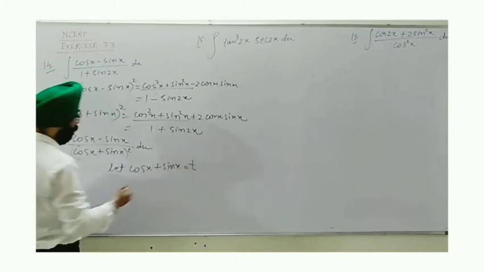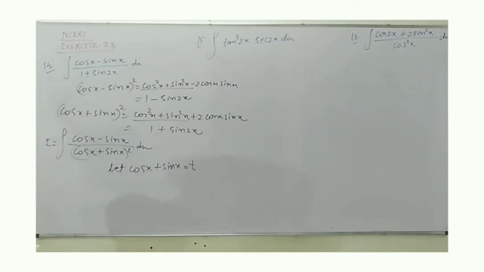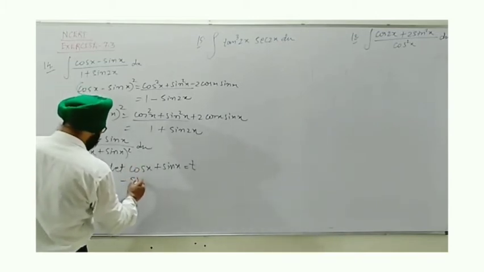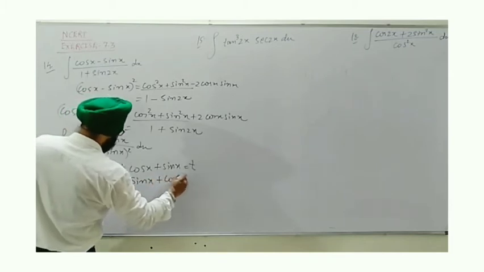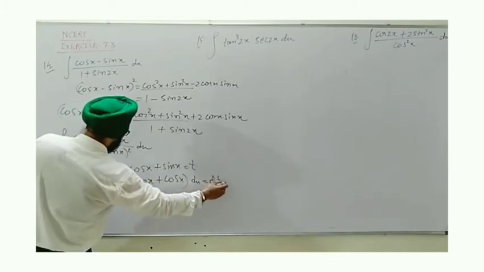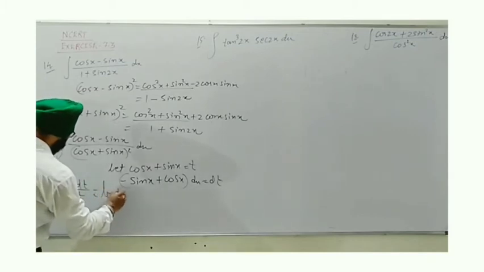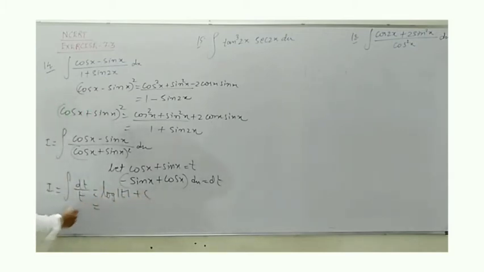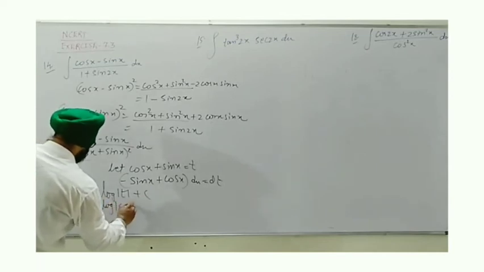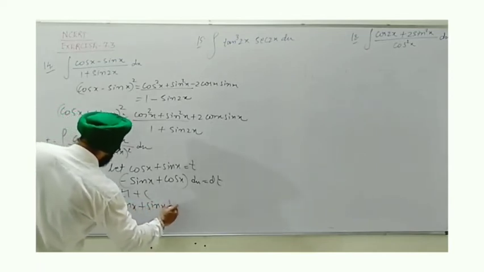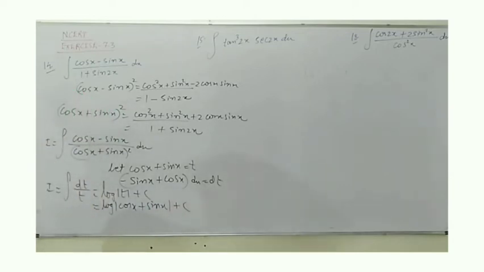Is equal to t. If you have done the previous modules completely, then you might have come to know this is a differentiation. If you differentiate, you will get the numerator. How? Differentiating, we get minus sin x plus cos x, dx by dt. You can see this is the numerator here. So it will become dt upon t, and finally log mod t plus c, and the value of t is log cos x plus sin x plus c. This way we can do. As I said, this is an important equation, so be careful.